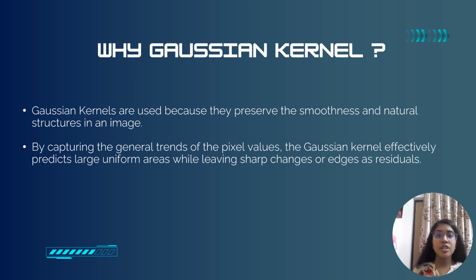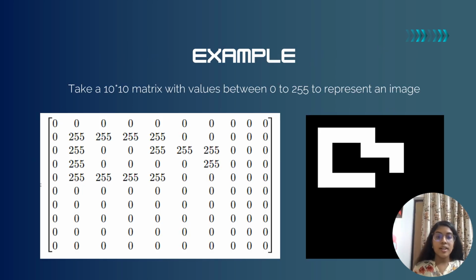Now, why are we using Gaussian kernels? Gaussian kernels are used because they preserve the smoothness and natural structures in an image. Also, they capture the general trends of the pixel values very well, and they leave out all the sharp changes or edges as residual.